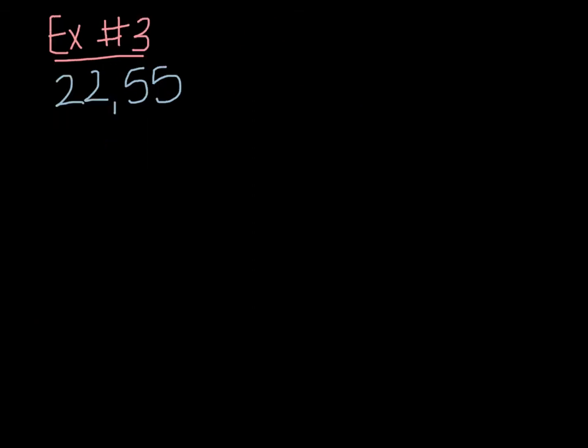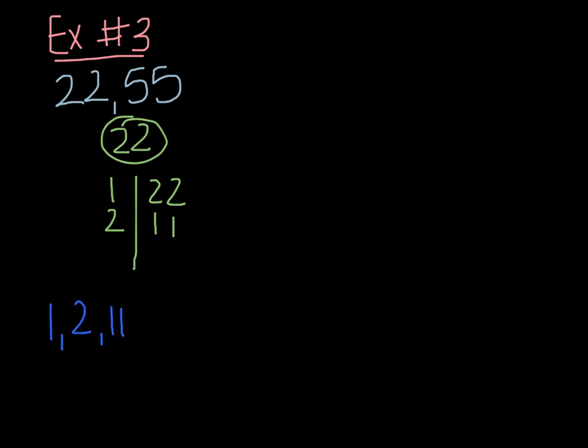Example number 3, we have 22 and 55. So 22 is 1 times 22, 2 times 11, and those are going to be our factors for 22. So we have 1, 2, 11, and 22.